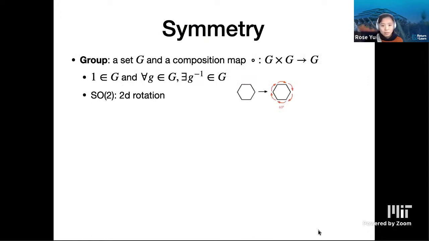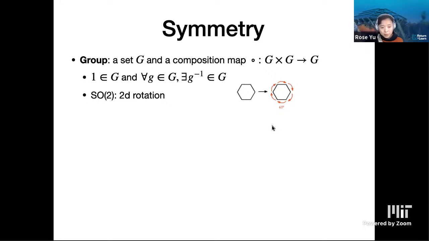Okay, so let's have a quick brief recap of what symmetry is. In symmetry, we have an important concept called a group. A group is a set G with a composition map to itself. The identity is an element in the set, and for every element G, there is the inverse element, G inverse. A familiar type of group is the rotation group in 2 dimensions, SO(2). So for every rotation, let's say if we rotate this object clockwise by 60 degrees, there is an inverse element, G inverse, which means rotating the same object counterclockwise by 60 degrees.